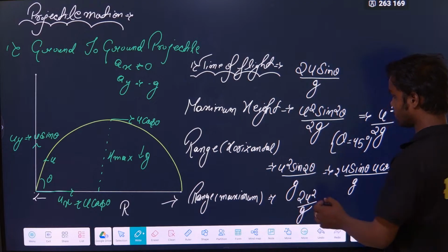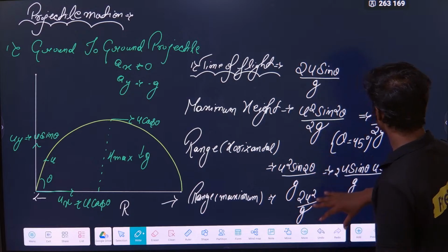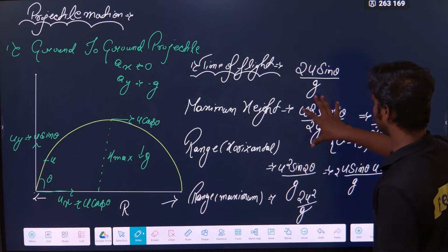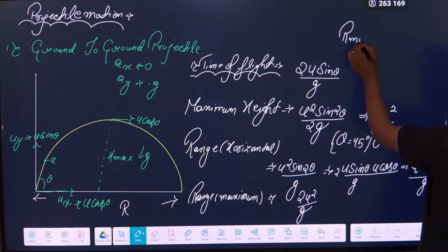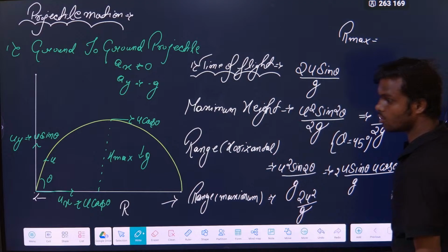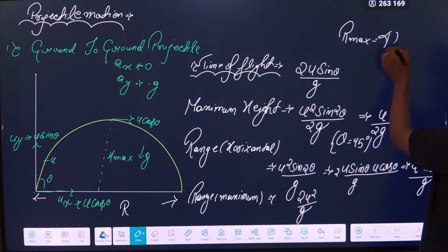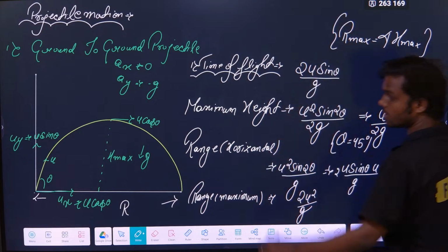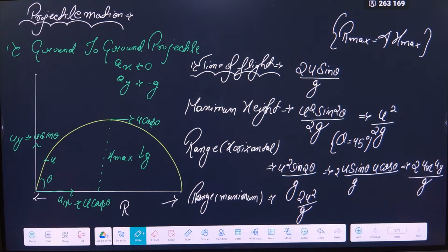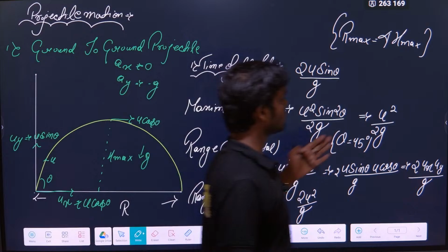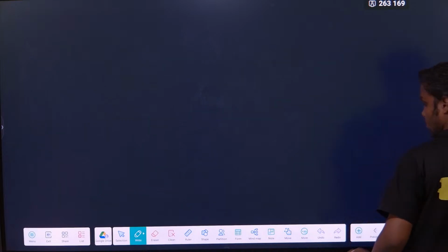Second thing, if I want to link the maximum range and maximum height from here, these two, I can say my R max is equal to 4 times of H max, correct? That is a relation. My R max is equal to 4 times of H max. Clear?